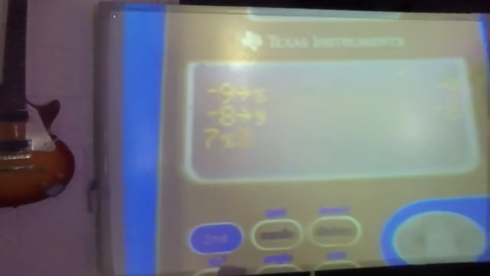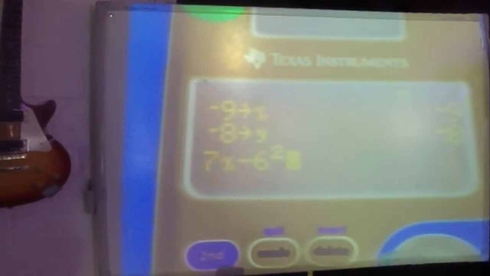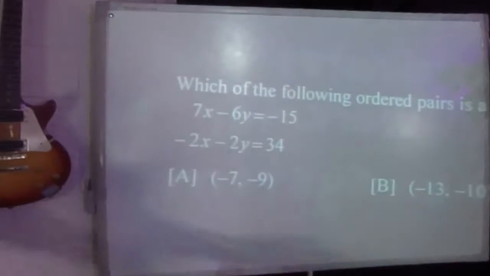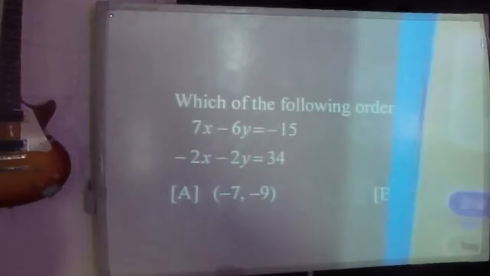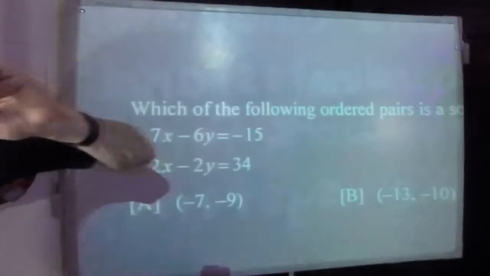So it was negative 9 stored as x, negative 8 stored as y, and if you put in 7x minus 6y, you should get your negative 15. And if you put this in as well, negative 2x minus 2y. All right, this works.